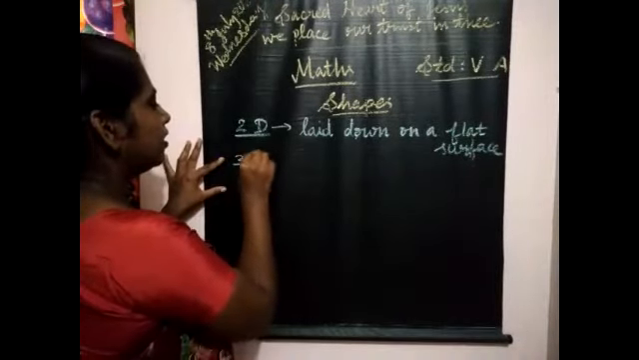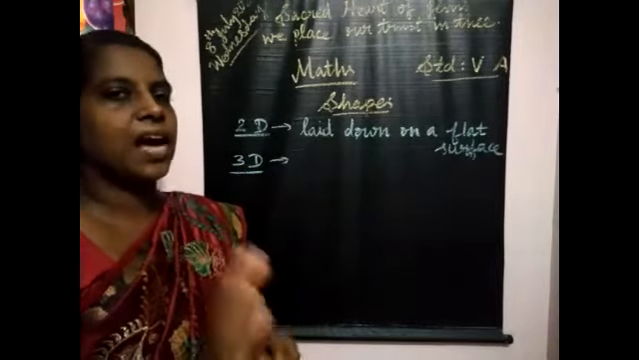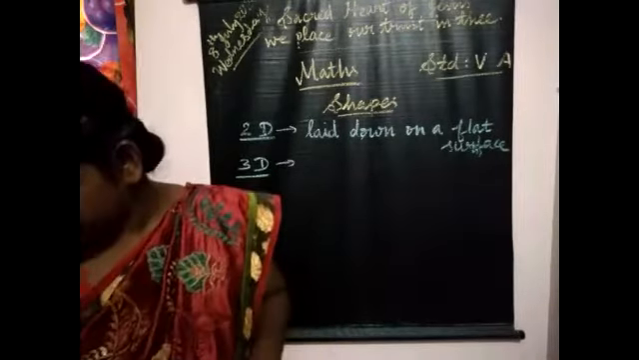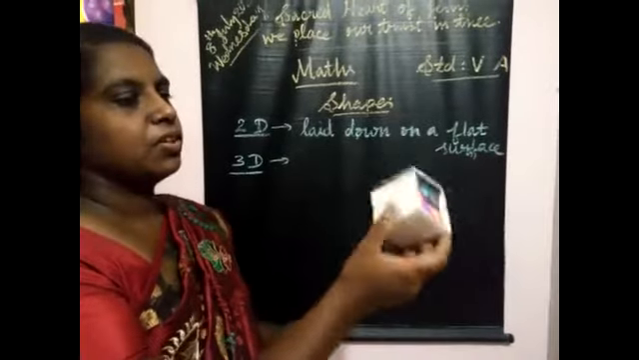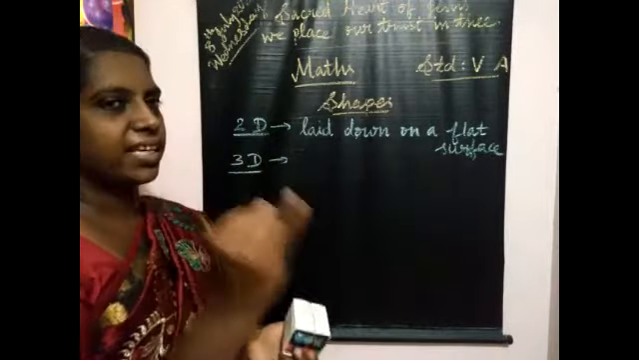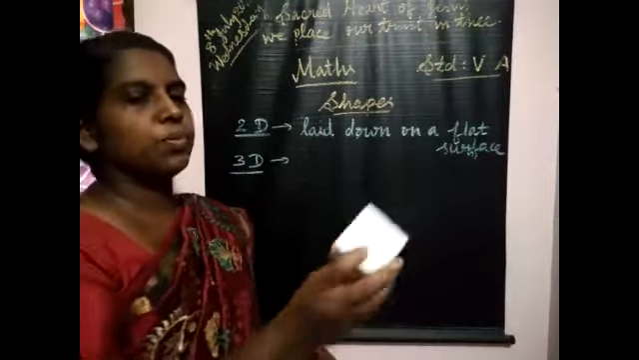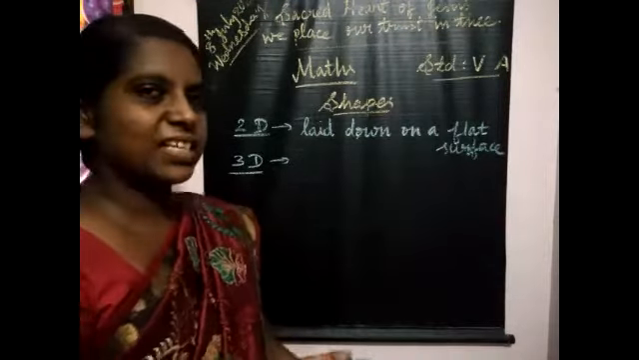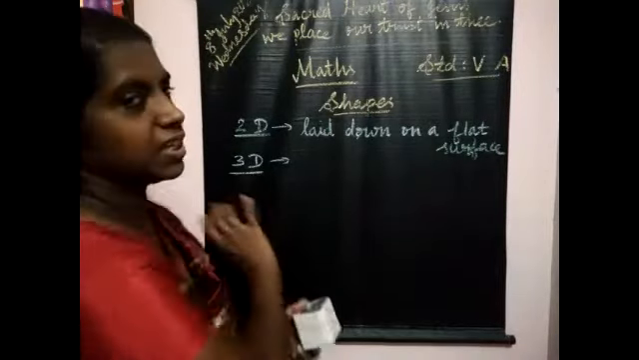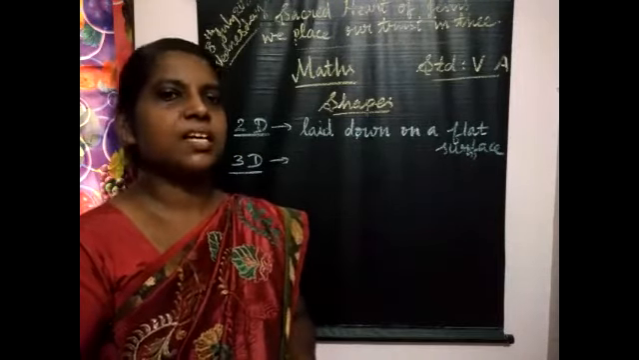Then what about 3D? 3D means it has three dimensions. If a shape has three dimensions, then we can call it a 3D shape. Example, this cube is a 3D shape. Three dimensions means it has all the dimensions, that is length, breadth, height. So this cube, cuboid, cylinder, all those having three dimensions are called 3D shapes. So in this lesson, we are going to study the properties of some 3D objects.